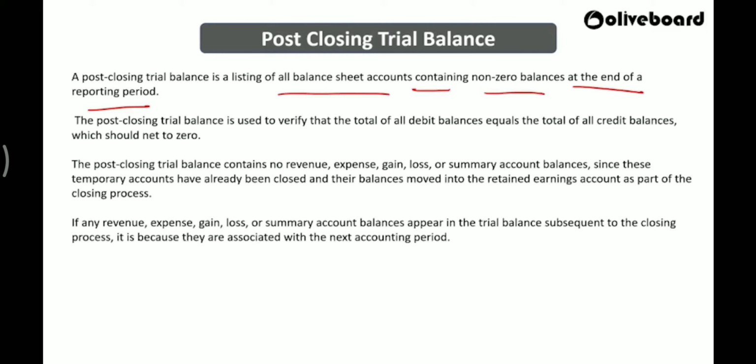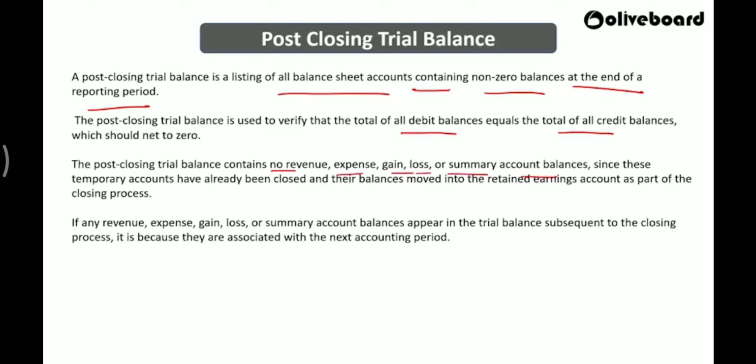Only assets and liabilities items will be appearing in this trial balance, because you have closed your books, guys. You have transferred all your revenue items to the P&L account. So that is the reason post-closing will have only balance sheet items. See here, the post-closing trial balance is used to verify that the total of all debit balances equals the total of all credit balances. Next one, post-closing trial balance contains no revenue, expense, gain, loss or summary account balances.